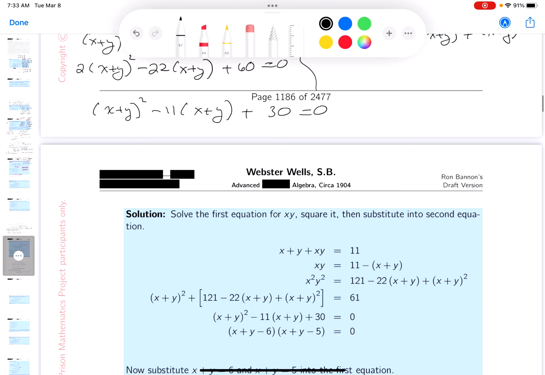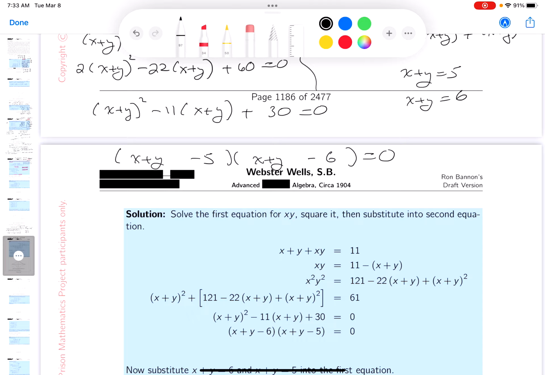I'm going to try to factor that, and it looks like (x plus y)... I want a product to be 30, but the sum to be minus 11. So I'm going to say 6 and 5. Well, lo and behold, I get something pretty simple. What do I get? I got x plus y is equal to 5. And the other equation I get is x plus y is equal to 6.